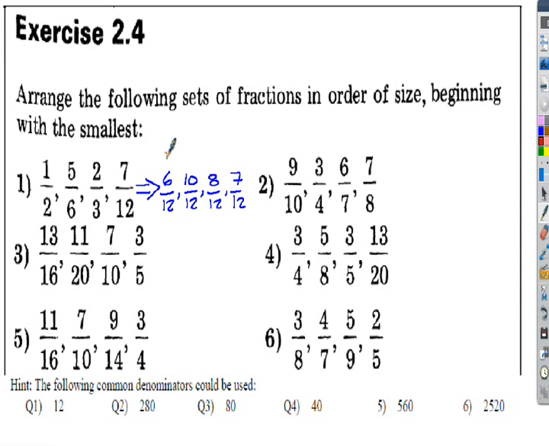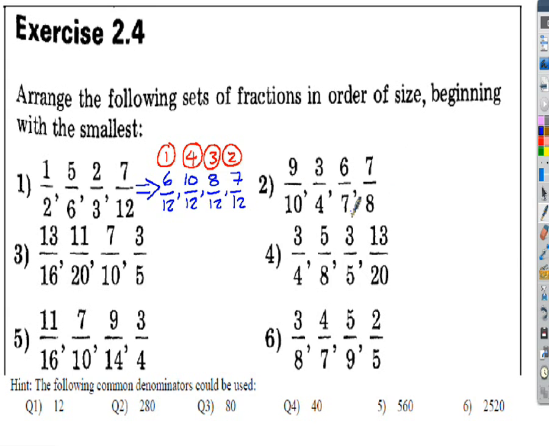So write them in order. This would be the first fraction, this would be the second fraction, this would be the third fraction, and this would be the fourth fraction. That's what the question wants you to do, write them in order. So that was a denominator of 12 here.